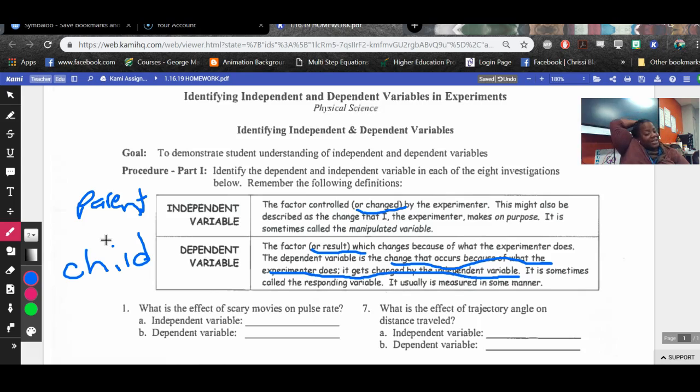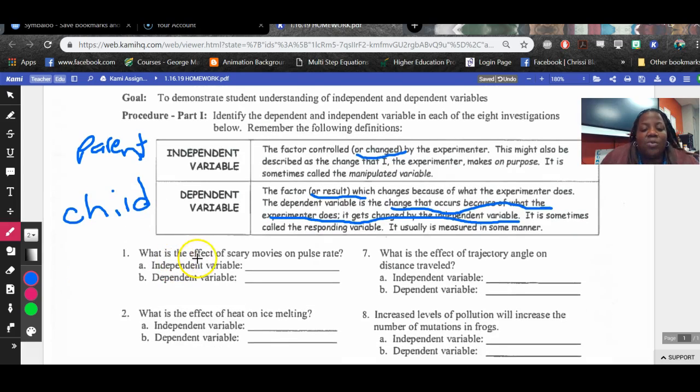Let's take a look at number one as an example. What is the effect of scary movies on pulse rates? The first thing you want to do is identify the two things that we're talking about within this small experiment. We're talking about scary movies and pulse rate. Out of these two things, what's the thing that we can control, the one that's independent by itself, the one that we can flip a switch on and off? That would be the scary movie. We can change the scary movie. So the independent variable in this case would be the scary movie, because we can change the movie.